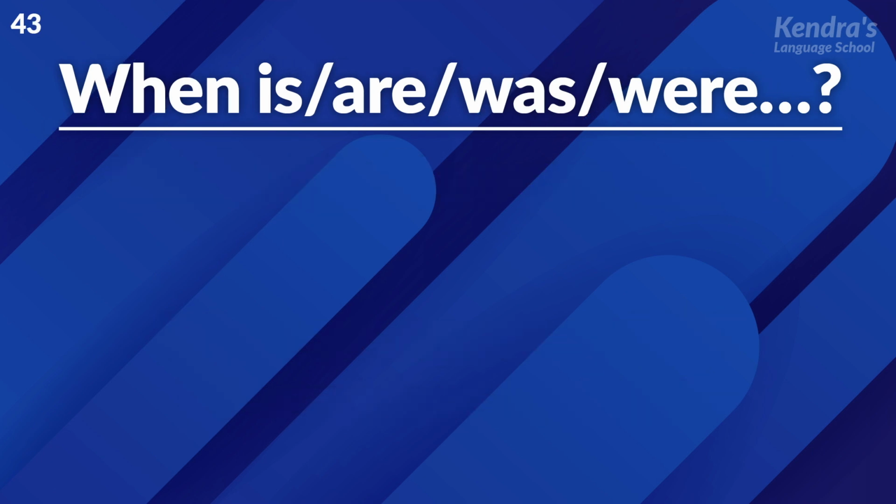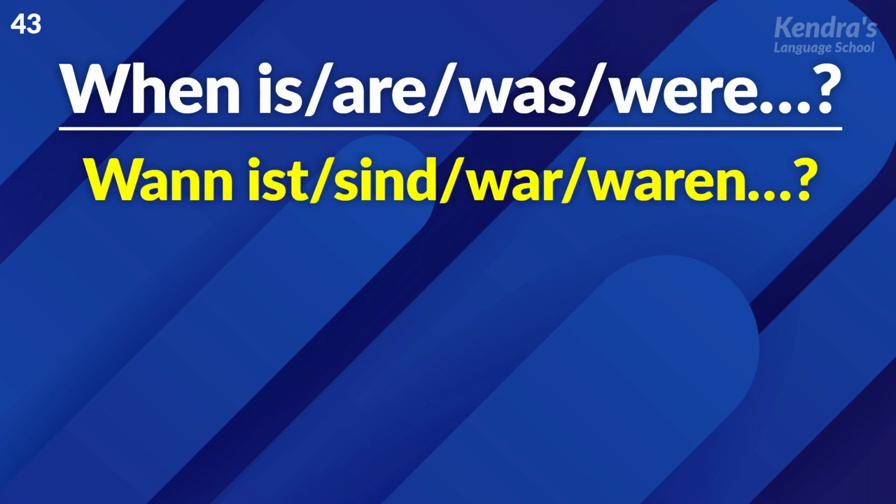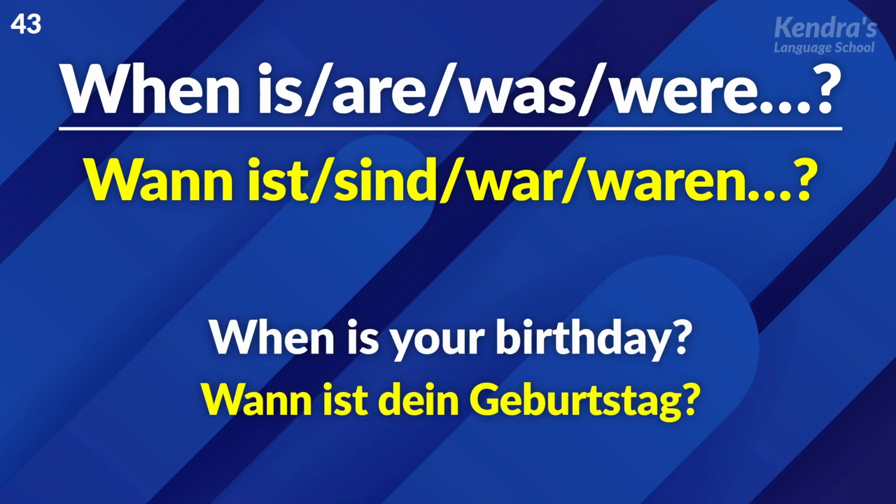When is or was or were? Wann ist, sind, waren? Wird verwendet, um nach dem Zeitpunkt von Ereignissen zu fragen. Wann ist dein Geburtstag? When is your birthday?